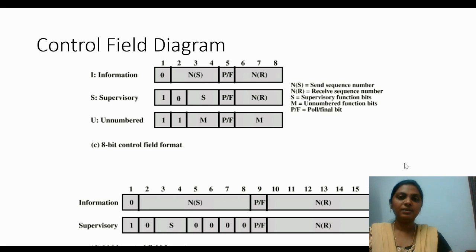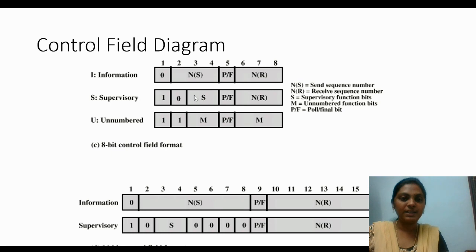P/F, that field refers to the poll/final bit. The poll is being given by the primary station. When the primary sends a command, it is called polling. And when the secondary responds to that particular poll, it is called the final bit. So when it sends a response, it sets the final bit to 1.